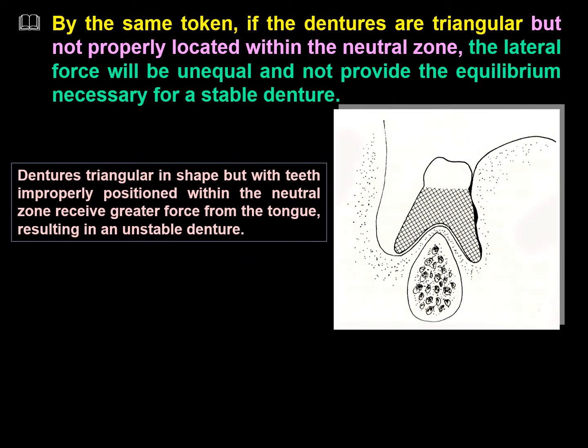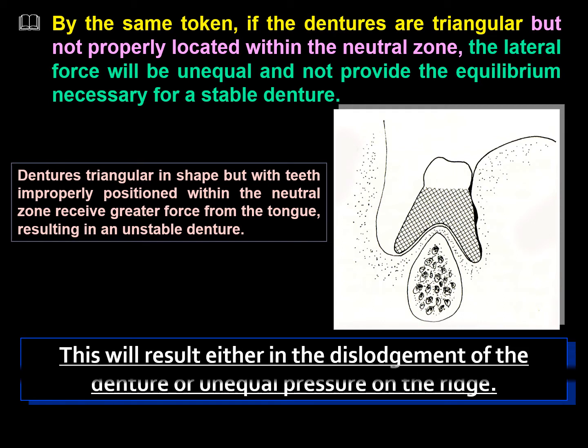By the same token, if the denture is triangular but not properly located within the neutral zone, the lateral forces will be unequal and not provide the equilibrium necessary for a stable denture. So a denture triangular in shape but with the teeth improperly positioned within the neutral zone receives greater force from the tongue, resulting in an unstable denture. This will result in either dislodgement of the denture or unequal pressure on the ridge.